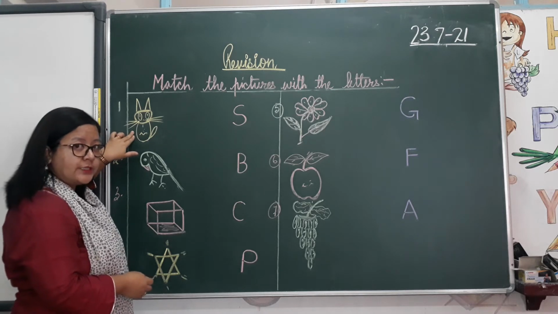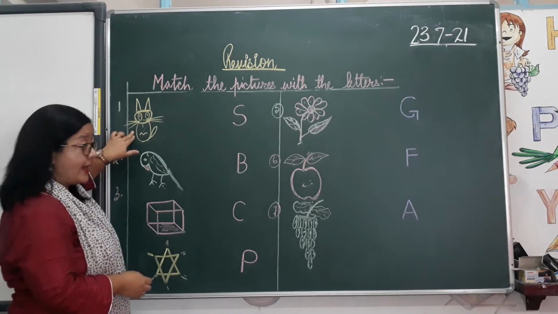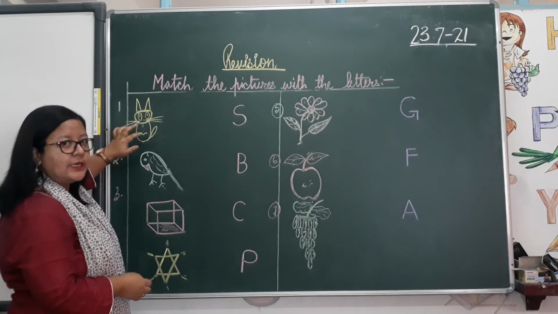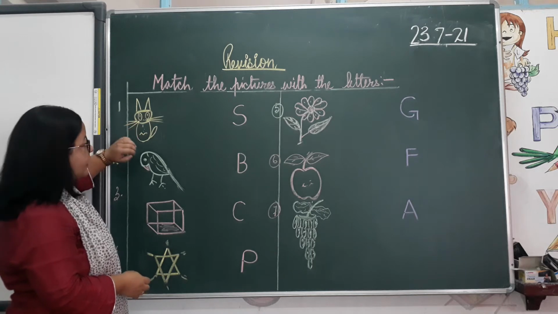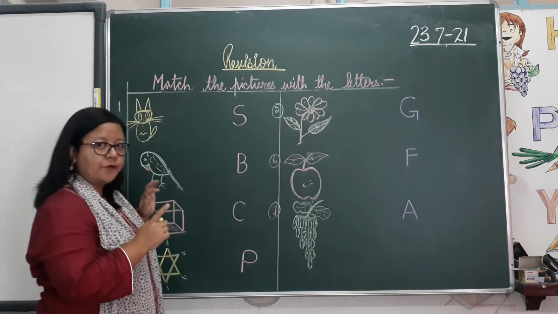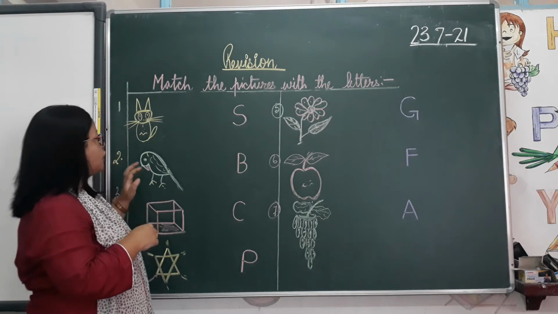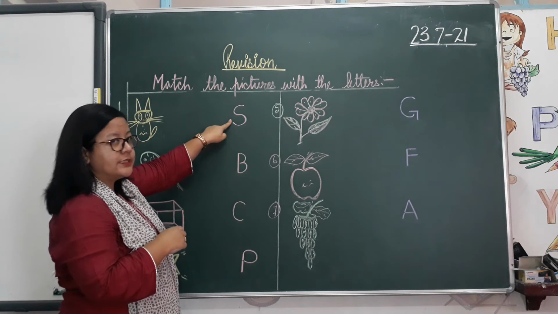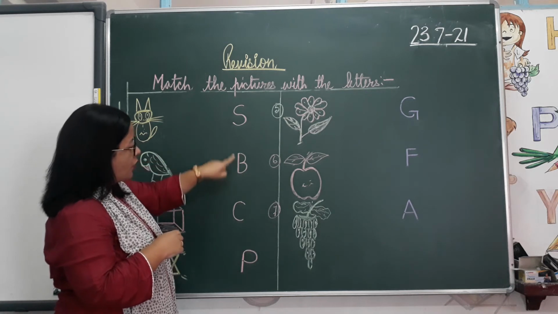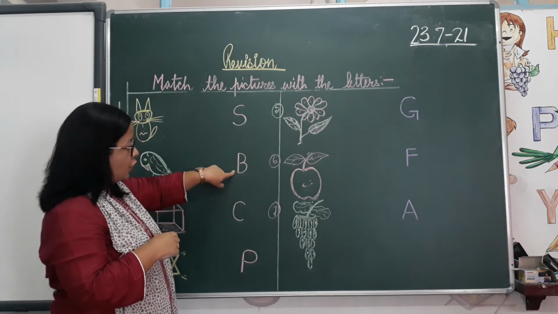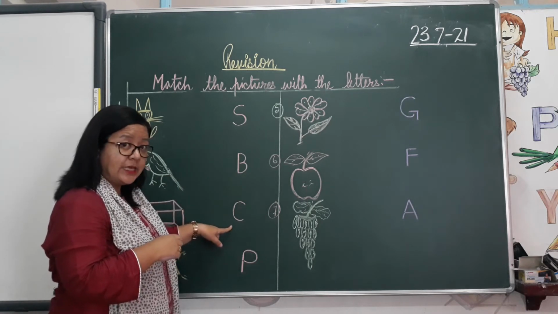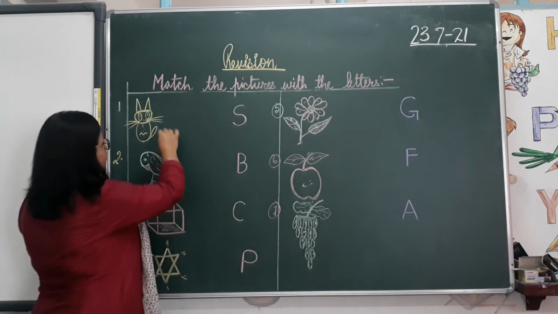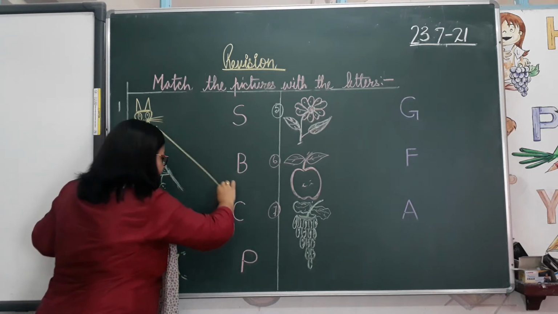Now tell me, what picture is this? Cat, yes. So how do you spell cat? C-A-T, cat. Now what is the first letter of cat? C. Okay, now find out where is C here. Is this C? No. Is this C? No. Is this C? Yes. We will match this picture now.